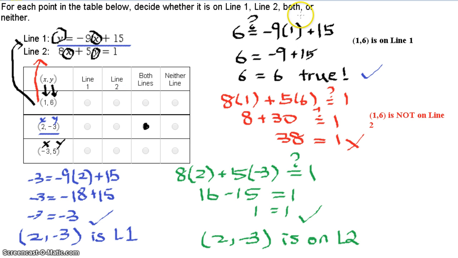Oh, so for the first point that I used, since it is only on line 1, right? It is on line 1, but not on line 2, you'll have to color this box. Sorry, I did not do that just now.